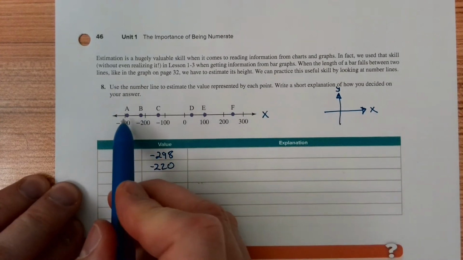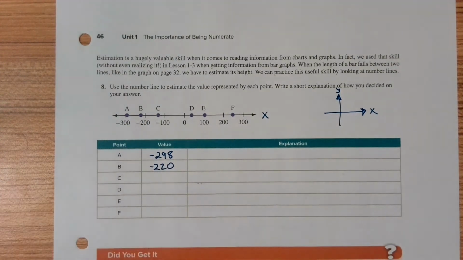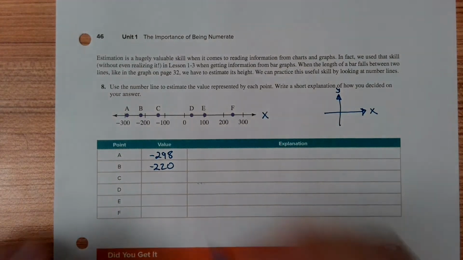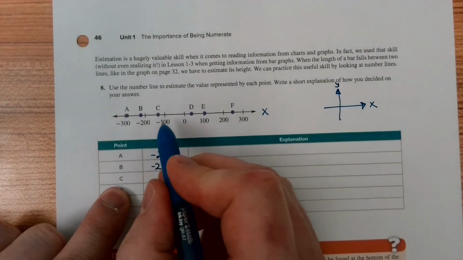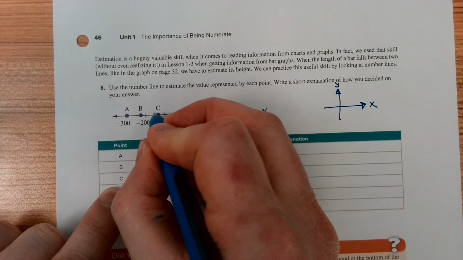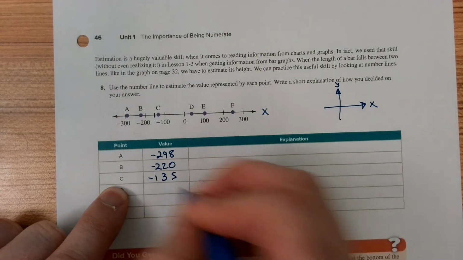One way we could try is to get a ruler and measure how many units are in here, then divide those units by 100, and that would give us individual tick marks. But that seems like a lot of unnecessary work. Okay, letter C, that's not quite half. I might call this half, but it's almost there. Let's say that's negative 135.